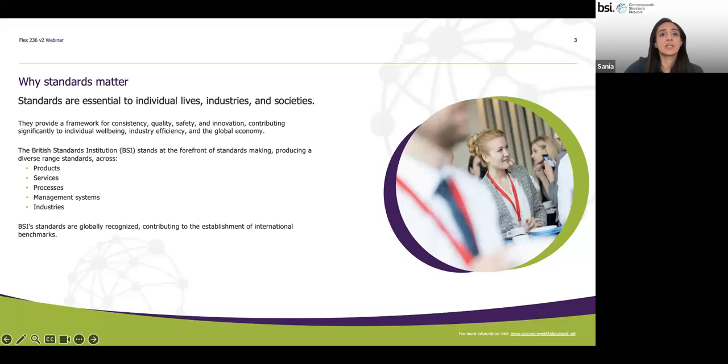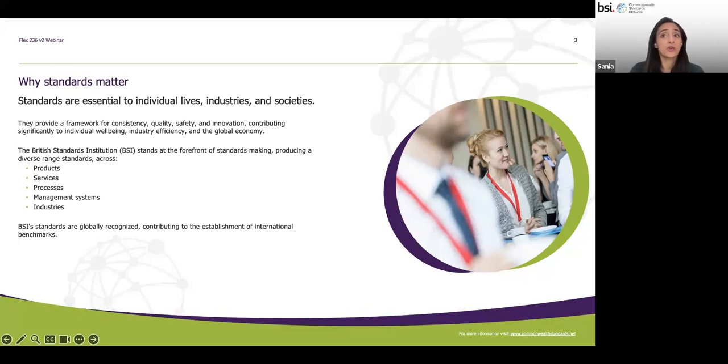So firstly then, why do standards matter? As many of you I'm sure are aware and passionate about, standards are essential to individuals, industries, and societies. They provide a framework for consistency, quality, safety, and innovation, therefore contributing significantly to individual well-being, the efficiency of industries, and also the global economy more broadly.